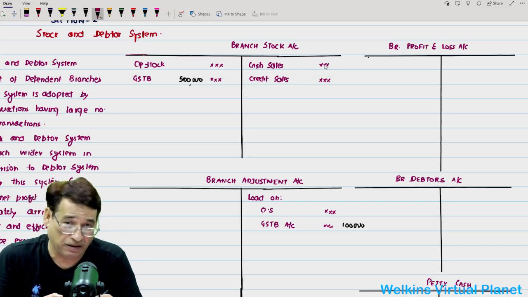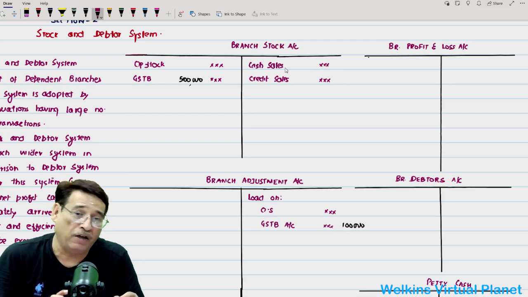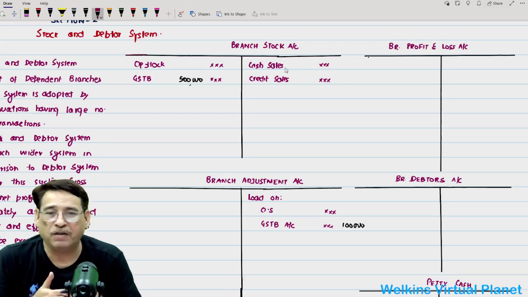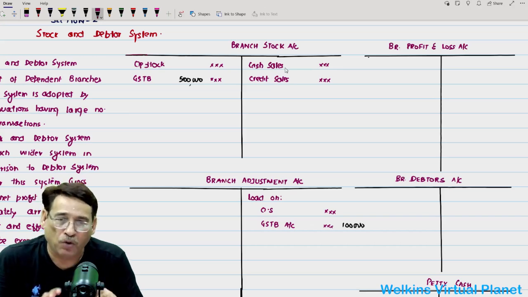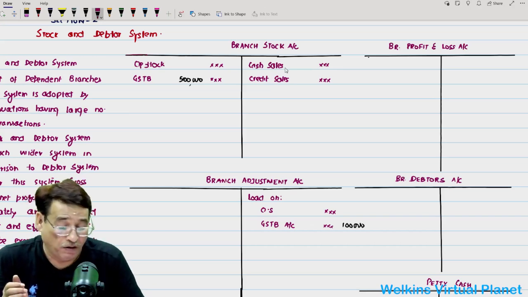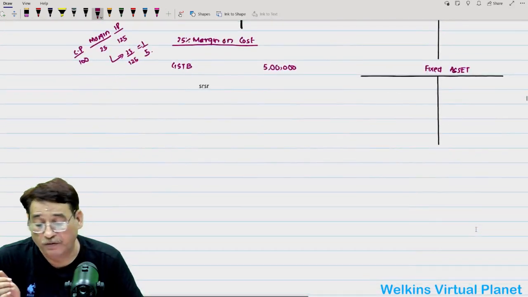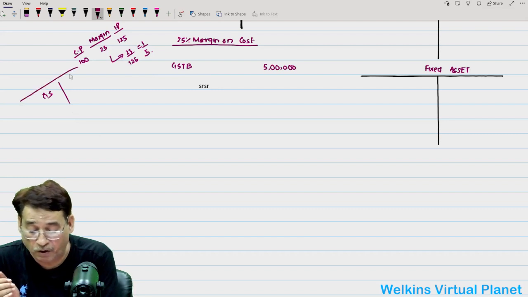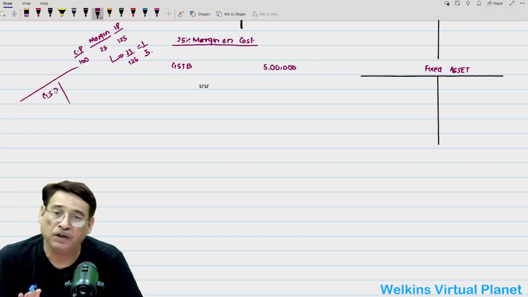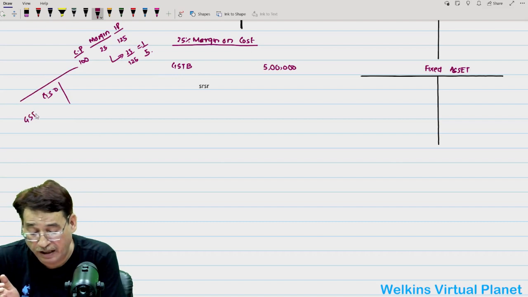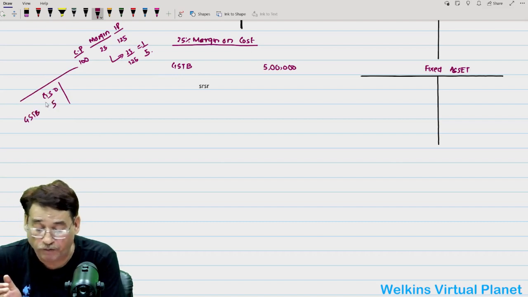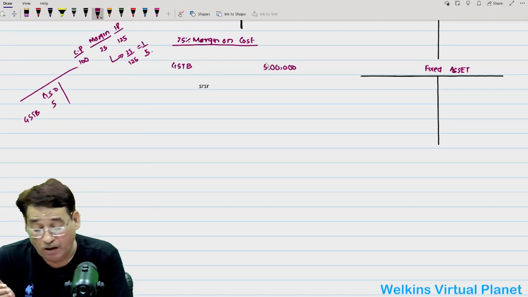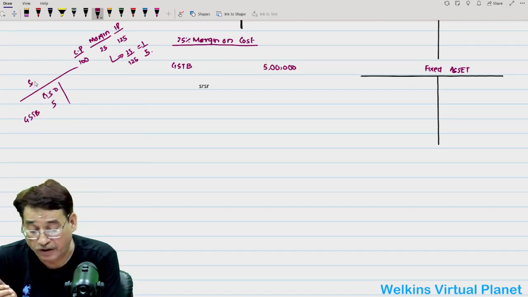Now the question is, why are we writing cash and credit sales both in the branch stock account? See, branch stock account means goods account. Is it clear to you or not? For example, there is no opening stock in the branch stock account. Let us say opening stock is zero, correct? And in the current year, let us say we have sent 5 lakh worth of goods at invoice price, correct? 5 lakh worth of goods at invoice price I am talking about. This is the branch stock account.